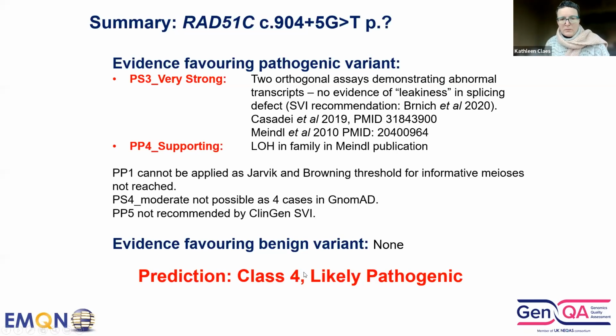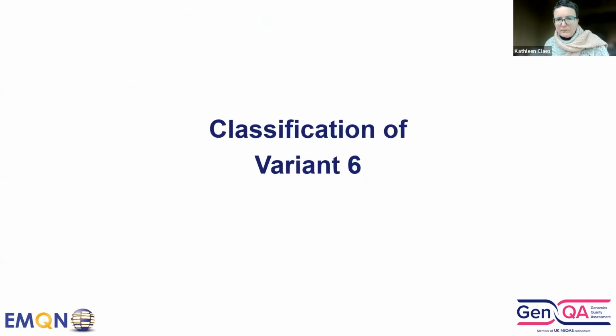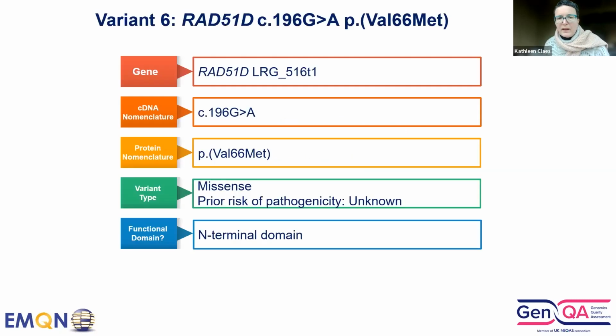So altogether, we predict that it's a class 4 likely pathogenic variant, and this is also what the majority of you came up with. Some have applied some of the other criteria and ended up then with a pathogenic class 5 variant classification, which of course has the same implications clinically.